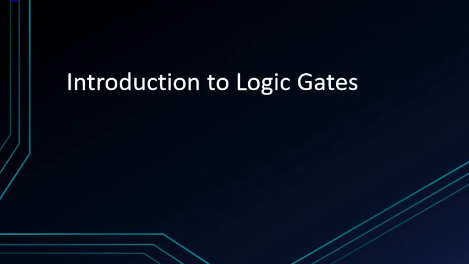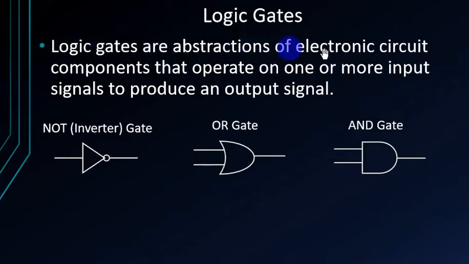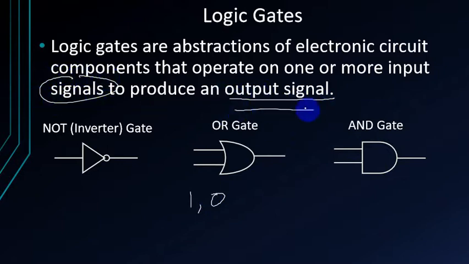Another application or analogy of propositions would be logic gates. Logic gates are abstractions of electronic circuit components that operate on one or more input signals to produce an output signal. Most computers are still working with the binary language, which means the values would either be a 1 or a 0, depending on the code. Logic gates process these signals to produce an output signal for whatever purpose it may serve.